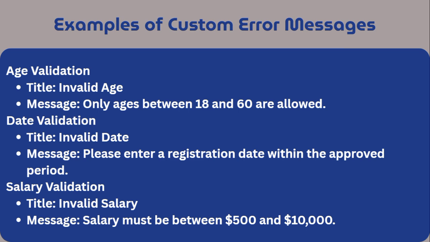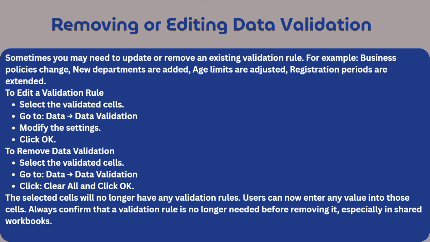Now, removing or editing data validation. When you have used data validation, you might want to remove it or edit it into something else. This is very, very possible. You select your data, go to Data and then Data Validation, then modify the settings. If you want to delete it, you clear everything, you clear all.